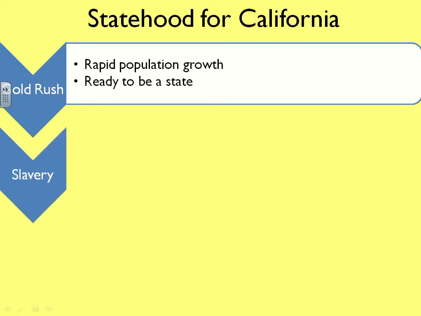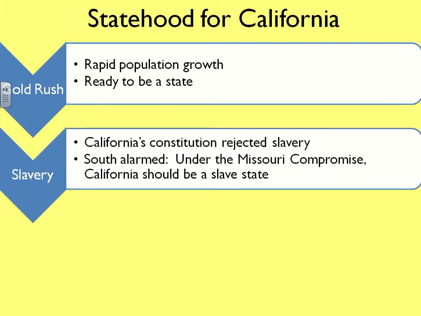They're ready to apply. And they apply. They have a discussion: are we going to allow slavery to be permitted? And they say, no slavery. And California's constitution that they draw up rejected slavery. The South is alarmed by this. Wait, under the Missouri Compromise, California's under the line and should be a slave state.